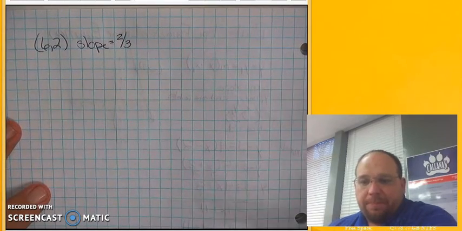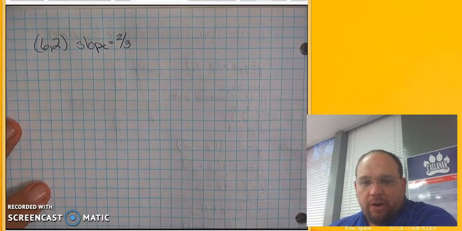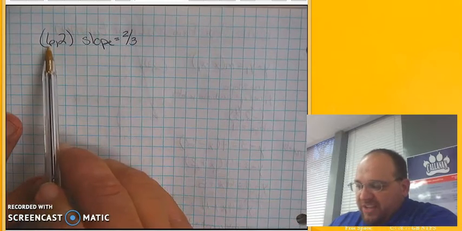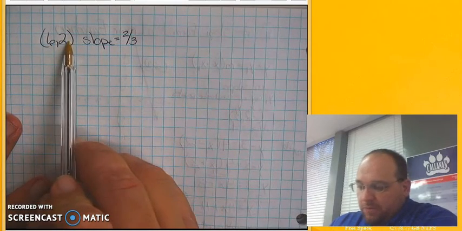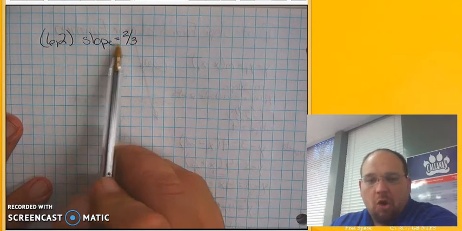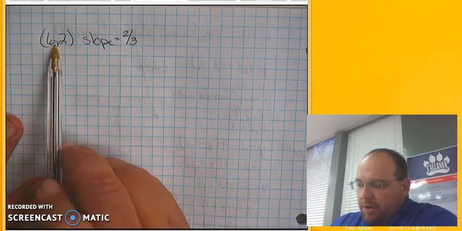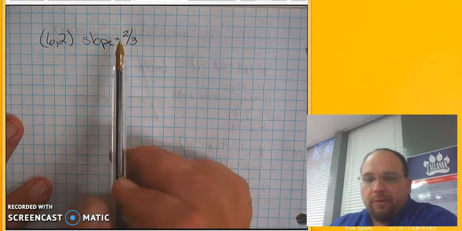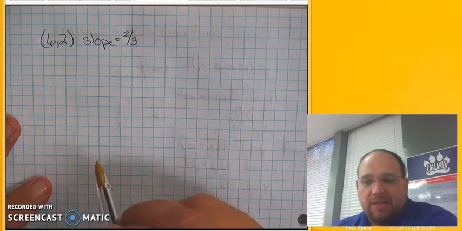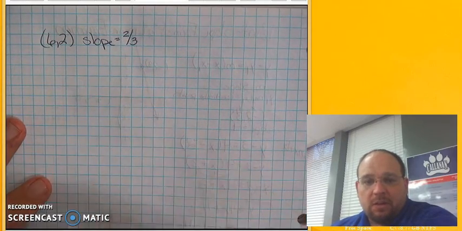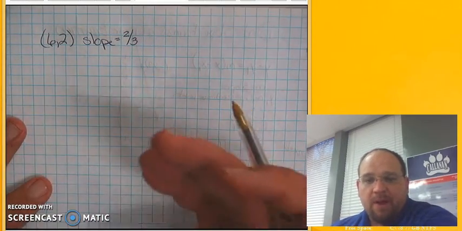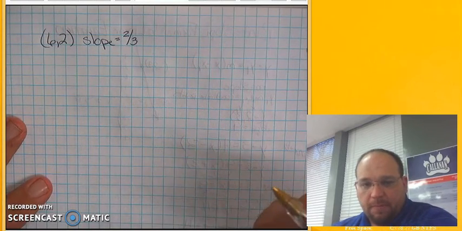Alright, now that I've shown you a couple examples, let's have you try one on your own. The one you're going to try on your own is 6, 2 is the coordinate point, and a slope is 2/3. So a coordinate point is 6, 2, and a slope of 2/3. Go ahead and hit pause on the video now, and until you get finished, then unpause and check to see how you did.